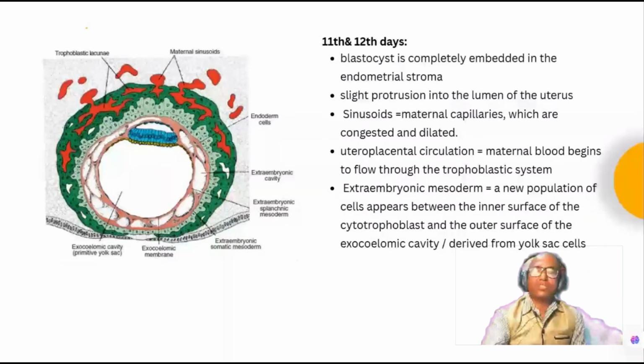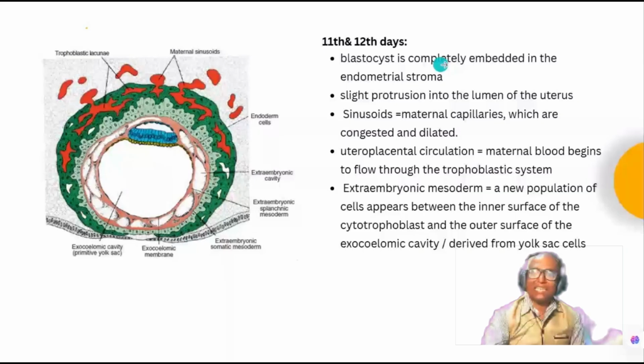Okay, now we have seen these are the hypoblast. This is Heuser's membrane. Now further, this is the cytotrophoblast and this is the syncytiotrophoblast. So something new is happening. Now let us see what this is. Okay, so the blastocyst is completely embedded in the endometrial stroma by this time. There is a slight protrusion into the lumen of the uterus.